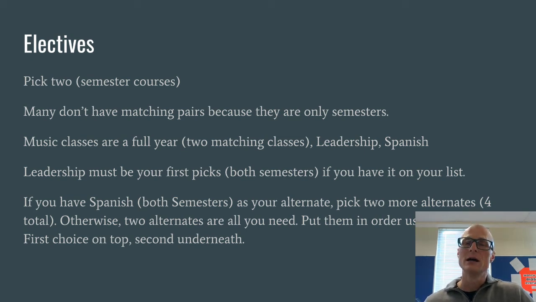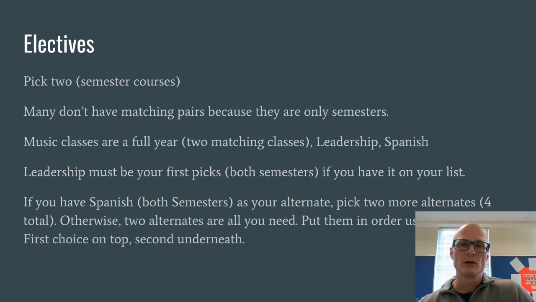Tech is the same way. Manufacturing tech, flight and space, robotics. All these courses are semester-long courses, so you have to pick 2 of them to make up a full year. Now, exceptions to that: music program courses are a full year. You're going to take first and second semester of those, as you will with leadership. Leadership is a full year, leadership 1 and 2. Spanish, same way, 1 and 2.